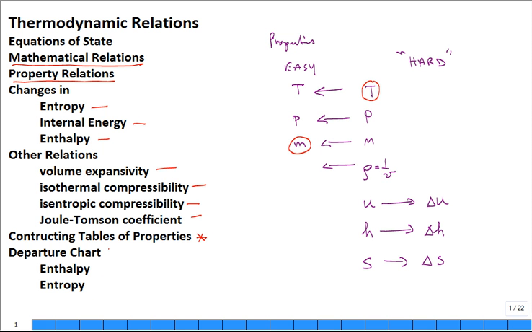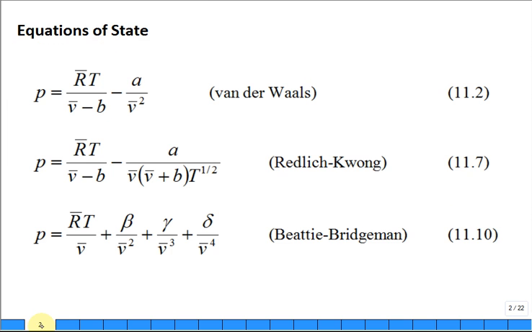We're not going to cover the enthalpy and entropy departure charts. So equations of state. The easiest equation of state is this one, PV is equal to RT. It just relates temperature, volume, and pressure. Sometimes you'll see it like this. What did we just change?